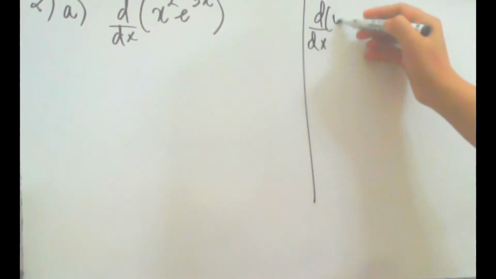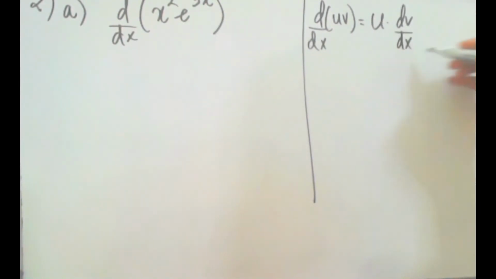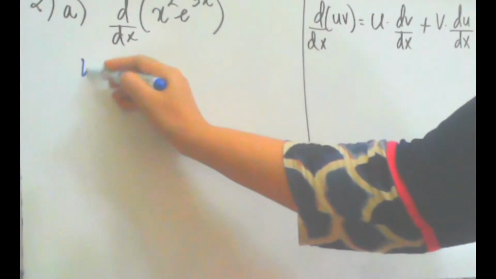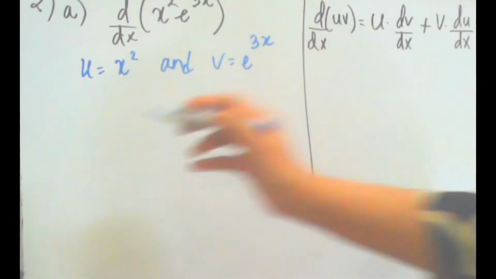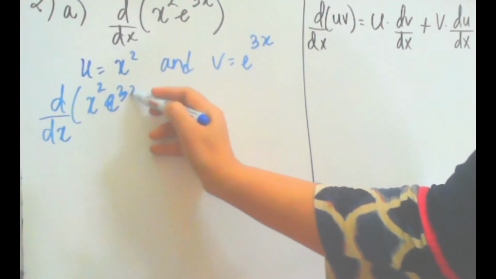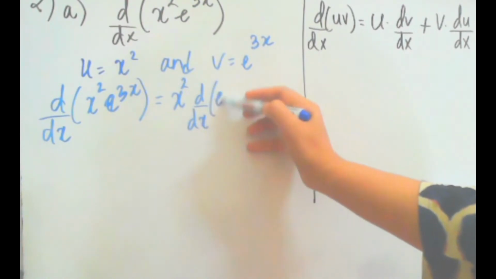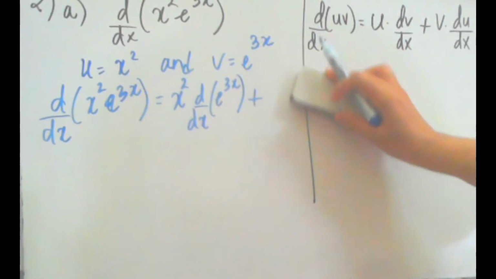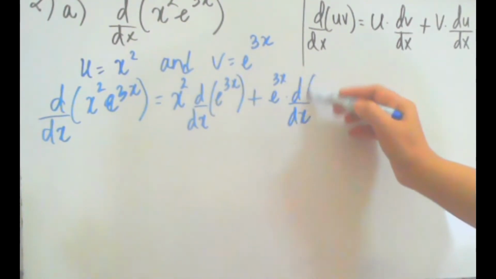d by dx of uv. How do we do this? You keep u first, differentiate v with respect to x, plus keep v as it is, differentiate u with respect to x. Okay, so let us identify our u to be x square and v to be e power 3x. So d by dx of x square into e power 3x is equal to u, that is x square, d by dx of e power 3x, plus keep v as it is, e power 3x multiplied by d by dx of x square.